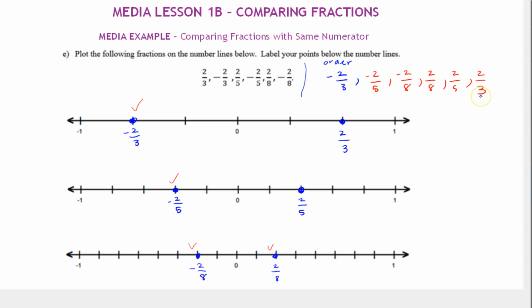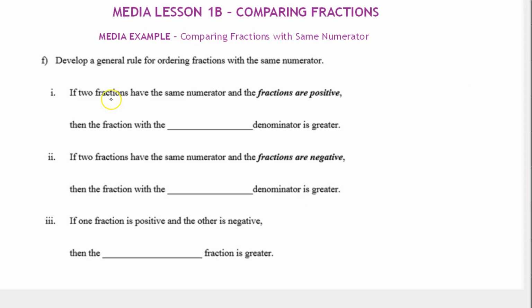Okay, so let's summarize that on the next page. If two fractions have the same numerator and the fractions are positive, then the fraction with the blank denominator is greater. So let's just write 2. So same numerator, they're both positive. Okay, this one is greater, and it has the smaller denominator.